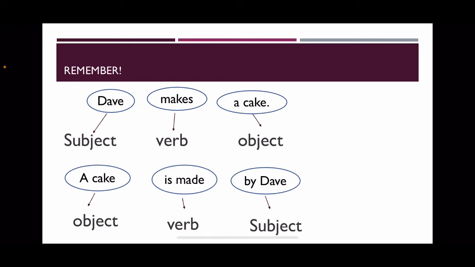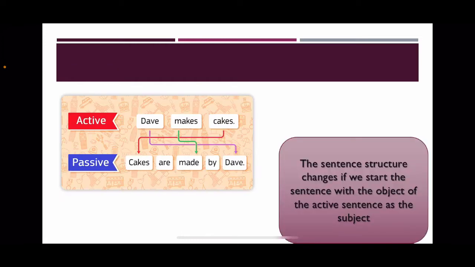Look at the examples. Dave makes a cake. Dave is a subject. Makes is a verb. A cake is an object. In active voice, we start the sentences with the subjects. Look at the next example.